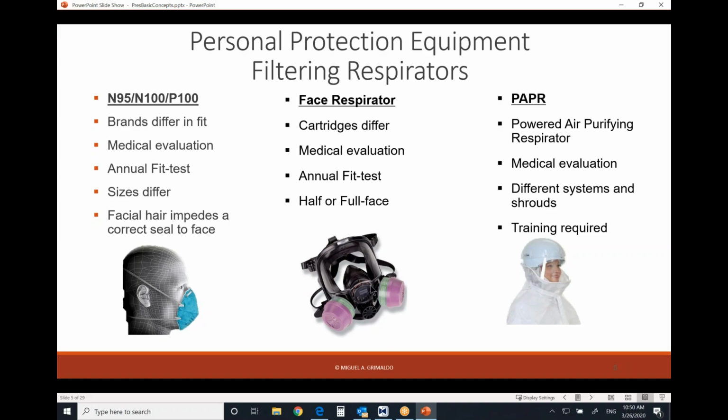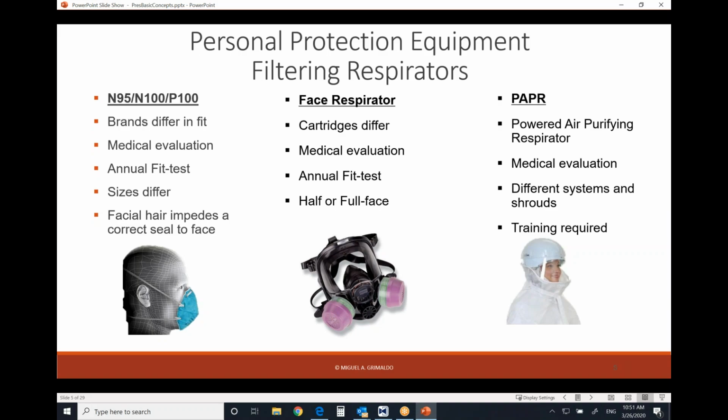The same goes for full face respirators. Both N95 and full face respirators require medical evaluation to guarantee that you can breathe with this restriction on your face, because some people may have lung issues and don't have the capacity to breathe with restriction.